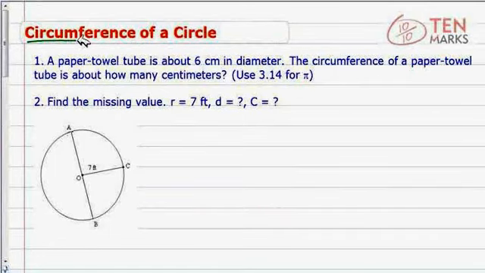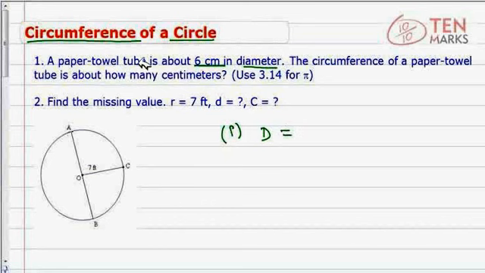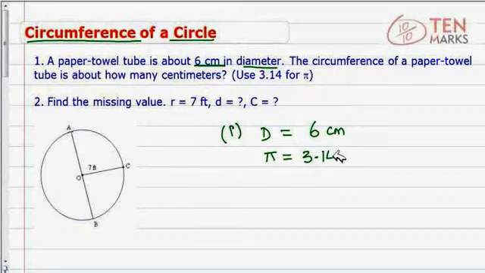In this lesson, let's learn about the circumference of a circle. We'll do that using two problems. The first one says a paper towel tube is about 6 centimeters in diameter. So I'm going to tackle the first one first. What are we given? We're given the diameter of a paper towel tube, which is a circle, is 6 centimeters. The circumference of a paper towel tube is about how many centimeters? That's what we need to find out. We're also given that we can use pi equals 3.14.